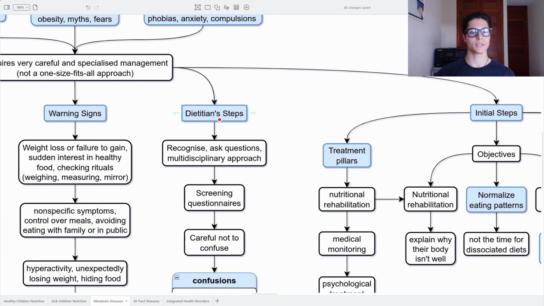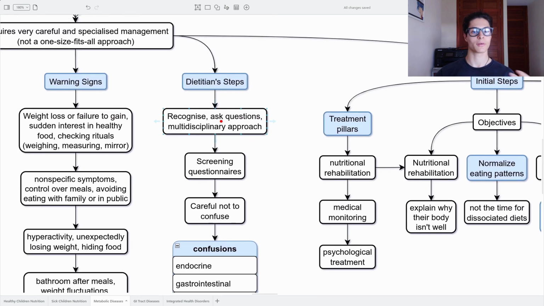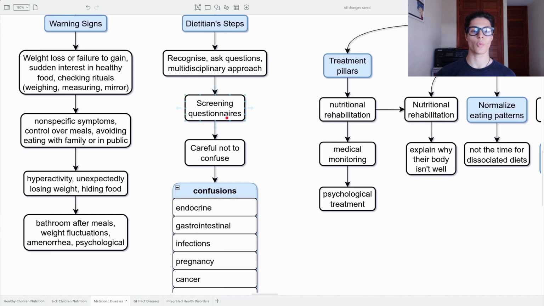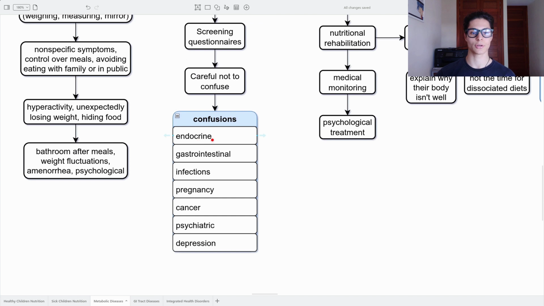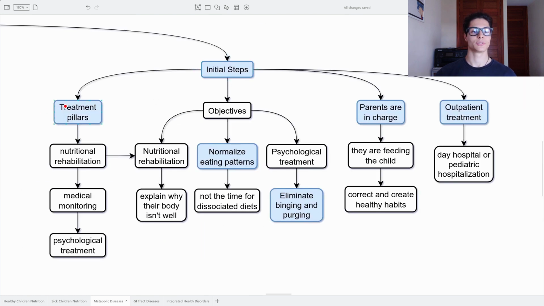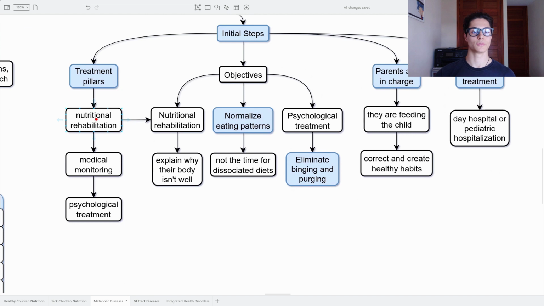What are the dietitian steps then? Well, to recognize, to ask questions, and always look for a multidisciplinary approach. Screening questionnaires are also very good to identify this, and we have to be careful to not confuse it with an endocrine or gastrointestinal alteration, with infections, pregnancy, cancer, psychiatric disorders, or depression. The initial steps, the treatment pillars, are 3: nutritional rehabilitation, medical monitoring, and psychological treatment.